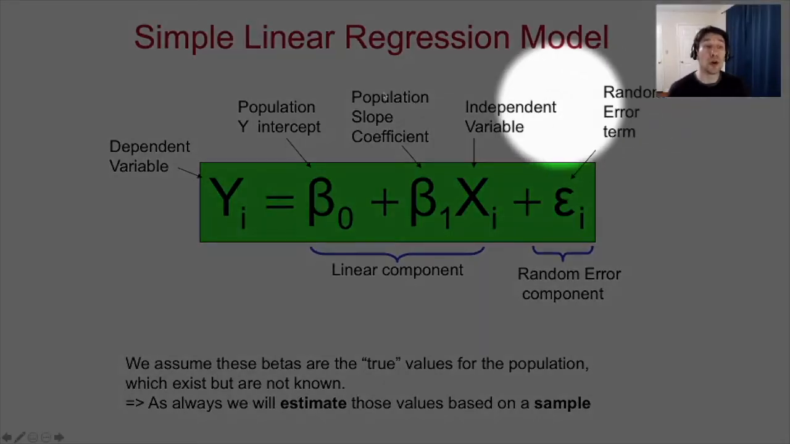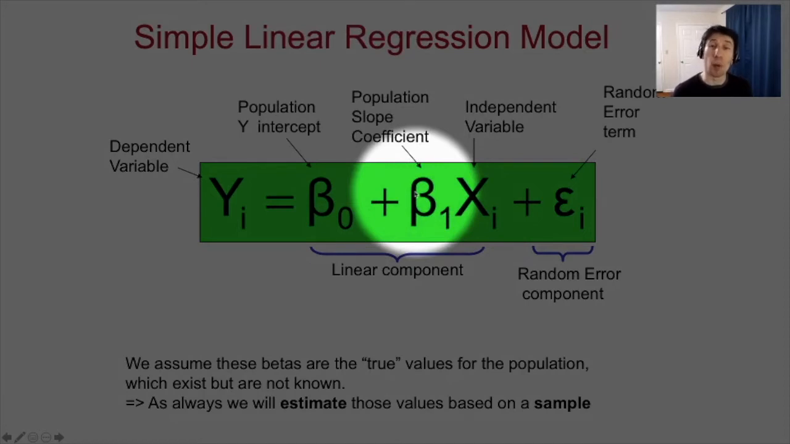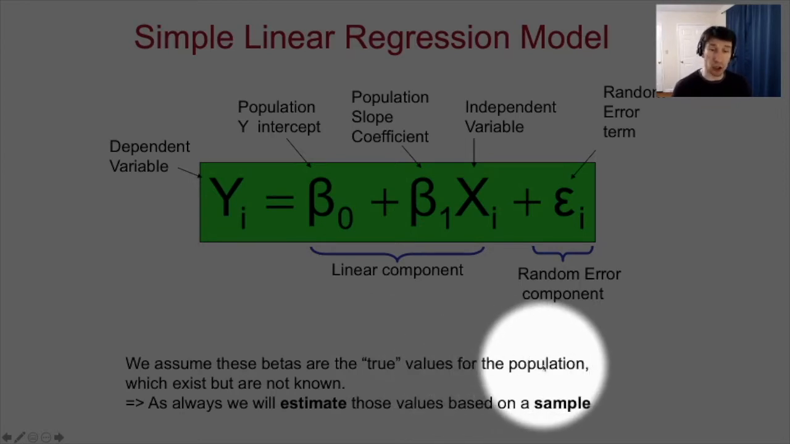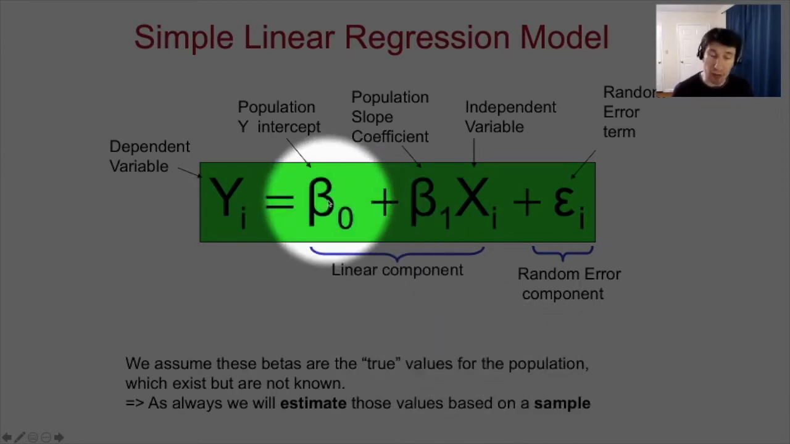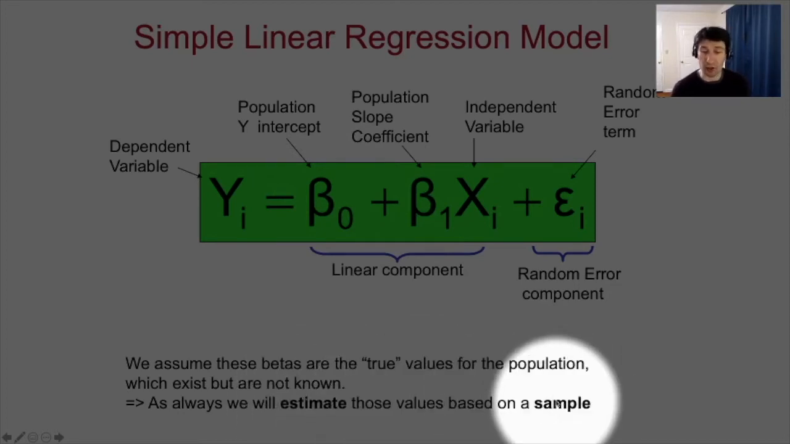Now you notice that I called them population intercept and population slope coefficient. Why is that? Because we assume that these betas are the actual true values that exist in the population. We don't actually know them, but we assume that they exist. And what are we going to do? Well, we're going to estimate those values based on a sample.